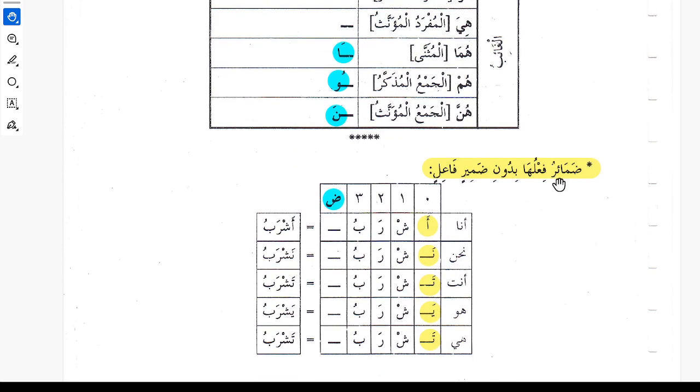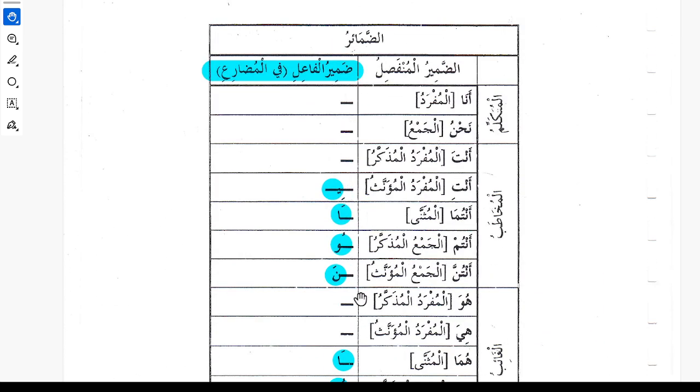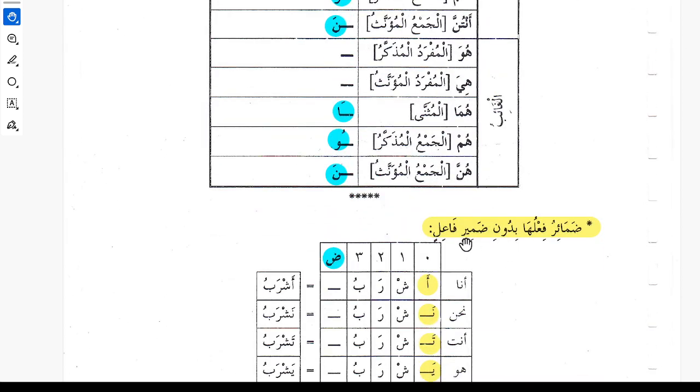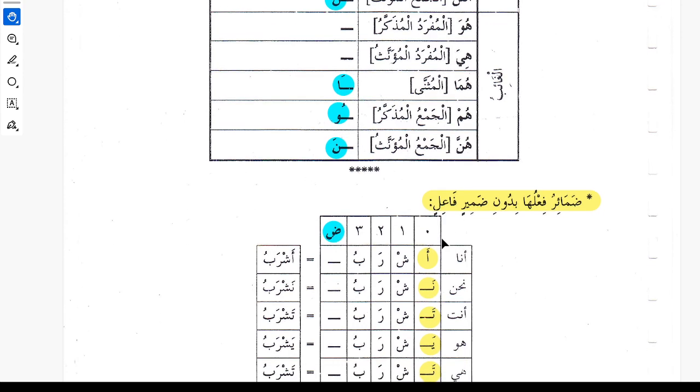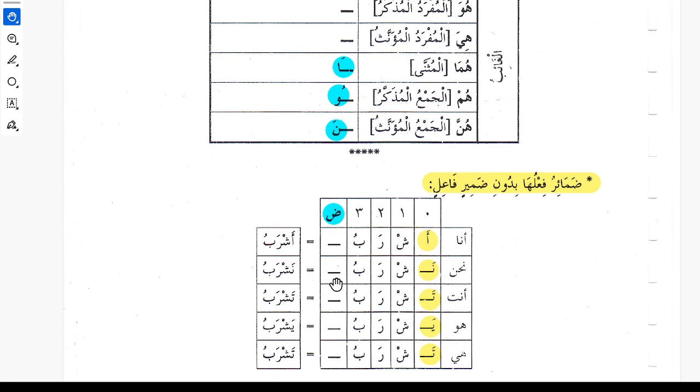We have gone through it. Ghairu fi'luhu bi-dhamir is the one without a damirul file. So those five, 1, 2, 3, 4, 5, they don't have the visible pronoun as a file. Just like I told you, Ana ashrabu, so there is no pronoun here, no damirul file. Nahnu nashrabu, no damirul file. Anti tashrabu, no damirul file. Huwa yashrabu, no damirul file. Hiya tashrabu, no damirul file.